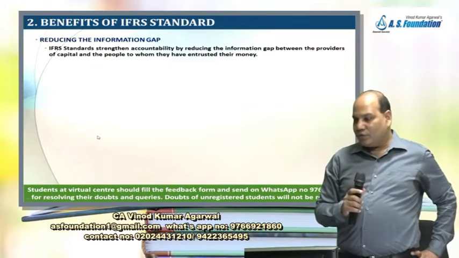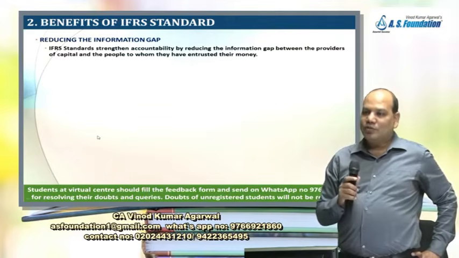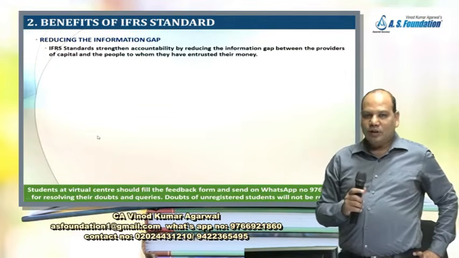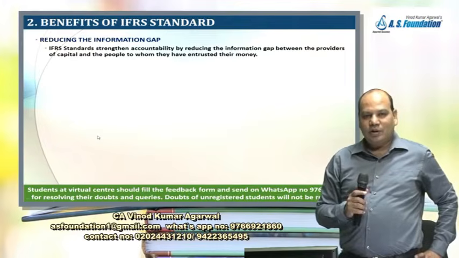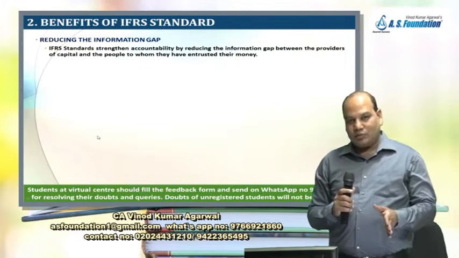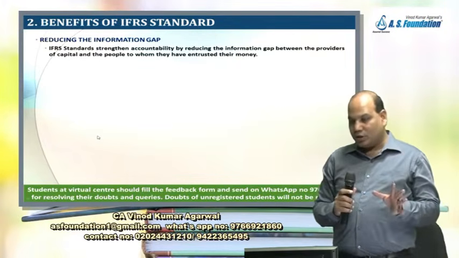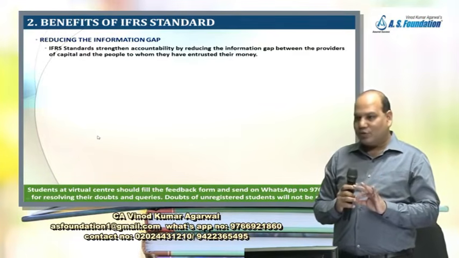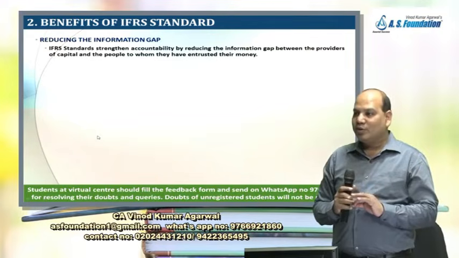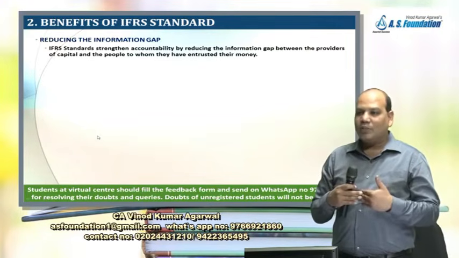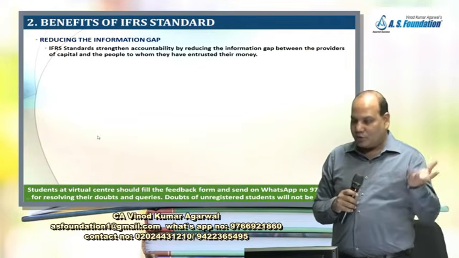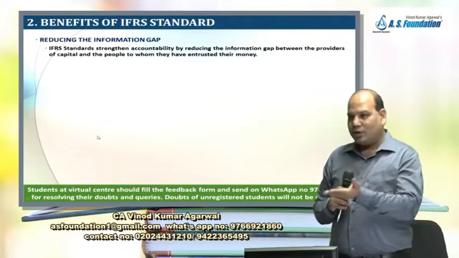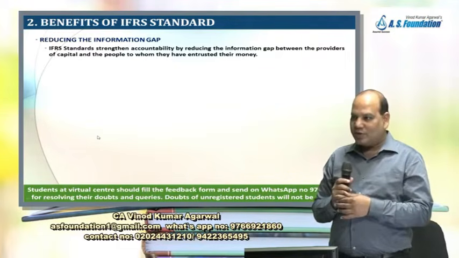Now if you see, these standards require you to give more and more disclosures. As you have studied in Ind AS in Accounting Group 1, Financial Reporting subject, a lot of disclosures are given. So when you give a lot of disclosures, what are you actually doing? You are bridging the gap between the information which the management has and the information which the investor has.